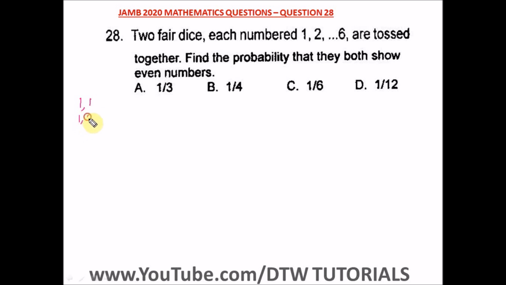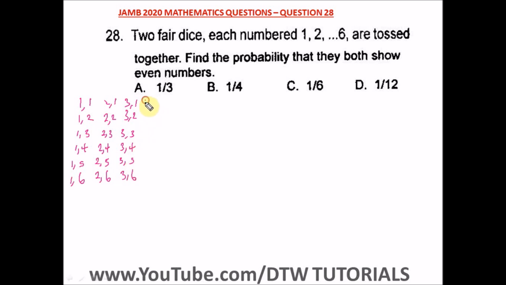We may get a 1 and 2, a 1 and 3, a 1 and 4, a 1 and 5, a 1 and 6, or we can get a 2 and 1, a 2 and 2, a 2 and 3, a 2 and 4, a 2 and 5, or a 2 and 6, or we can get a 3 and 1, a 3 and 2, a 3 and 3, a 3 and 4, a 3 and 5, a 3 and 6.